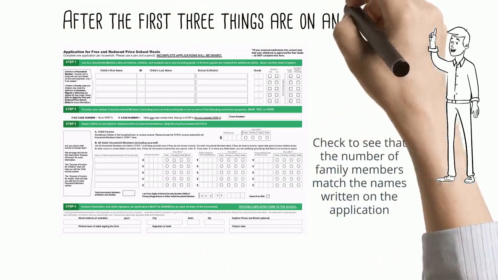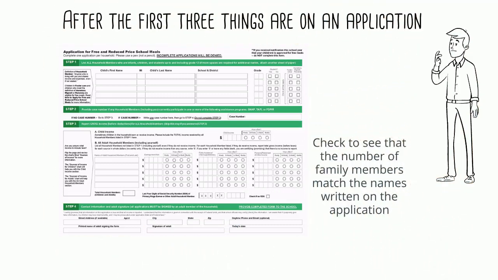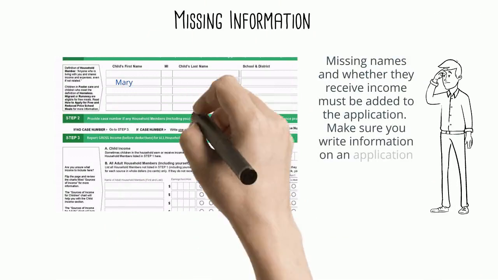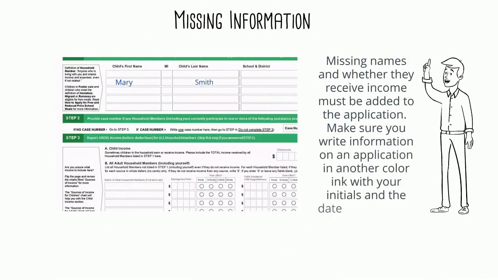After you check the first three things on an application that are very important, check to see that the number of family members matches the actual number of names on the application. Missing names and whether they receive income must be added to the application. Make sure you write any information on an application in another color ink with your initials and the date you spoke to them.